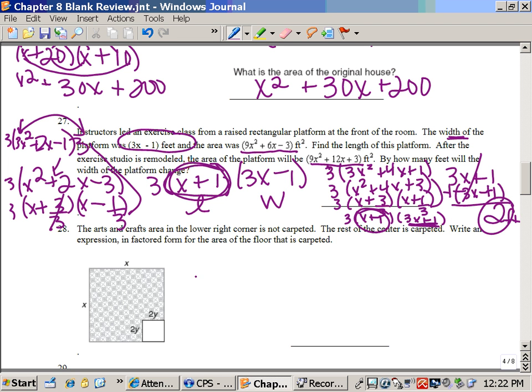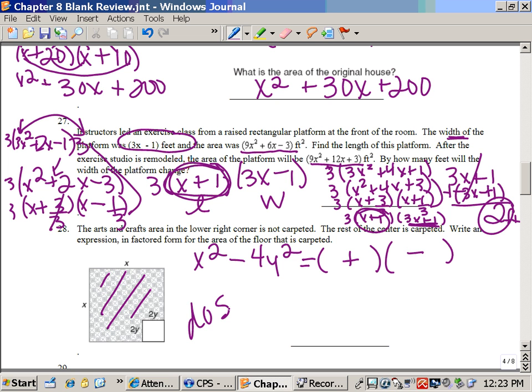All right, number 28. I need to find the area of the big square. That's x squared. The area of the small square is 4y squared, and I need to find this shaded part, which is the subtraction sign. This has two terms. There's no greatest common factor, so it is a difference of 2 squares, which means I need 2 parentheses and 2 different signs. This is a DOS, x's, and then 2y, and 2y multiplies to give me 4y squared.